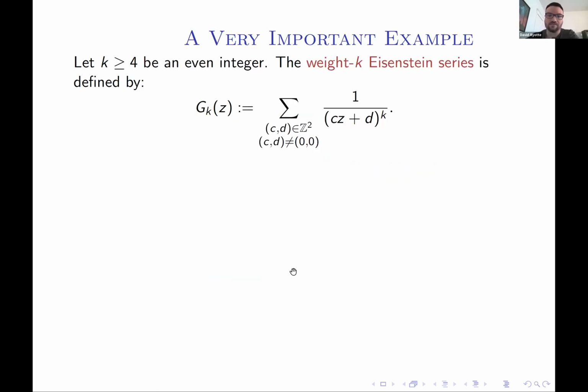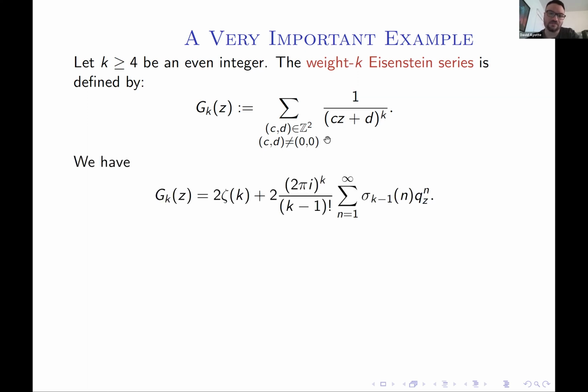Okay, so now let's talk about a very important example. Take k greater or equal to 4, an even integer. The weight k Eisenstein series is defined by this sum. This sum is absolutely and uniformly convergent for every z in the upper half plane. The fact that it is absolutely convergent implies that the order of summation does not matter. In particular, this implies that we have the modularity condition. And we can also explicitly compute the Q expansion of this function.